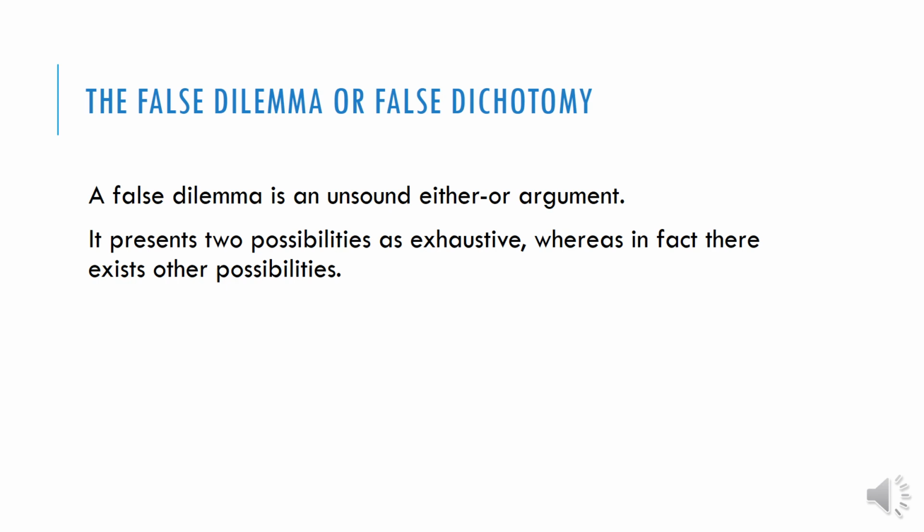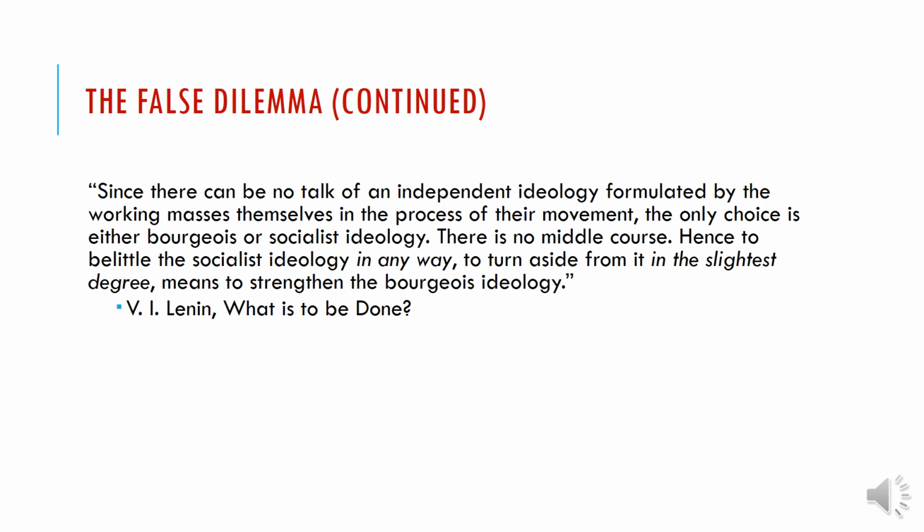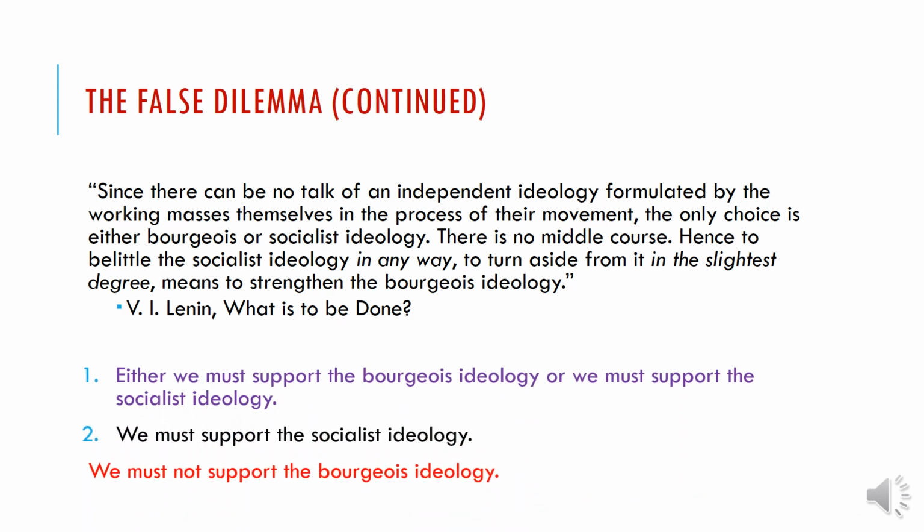A false dilemma fallacy is a fallacy in which the words either-or present two exhaustive possibilities, when in fact there are other possibilities out there. For instance, looking back at an argument that we talked about earlier in the class, we can see when we turn this into standard form, the first premise: either we must support bourgeois ideology or we must support the socialist ideology. We must support the socialist ideology, therefore we must not support the bourgeois ideology.